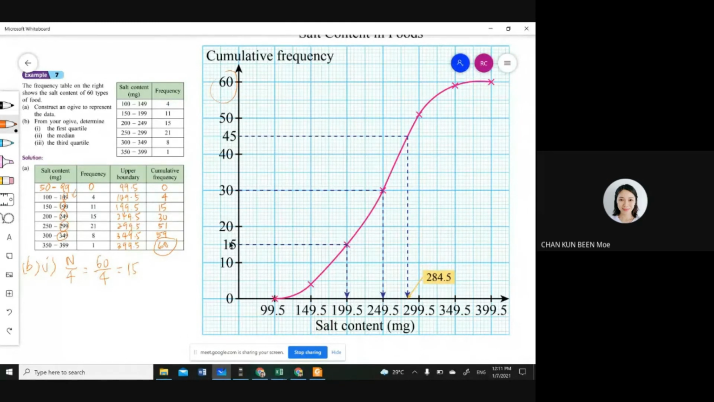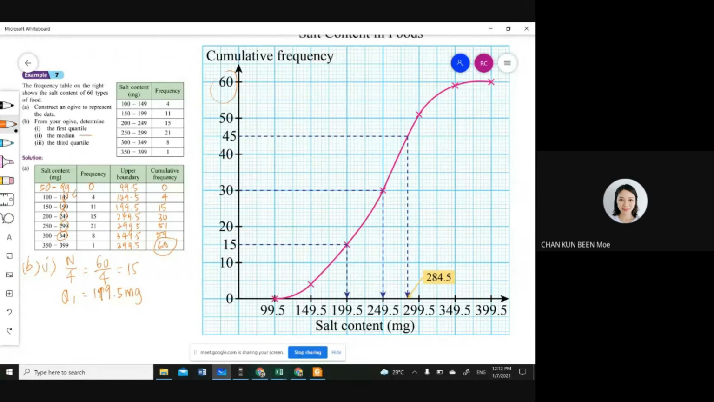You have to refer to the cumulative of 15 over here and then plot it to the right with dashed line. Plot it to the right and join it down. You are going to get 199.5. So the value for the first quartile is 199.5 mg, milligram. Any question? No. We move on to the median.